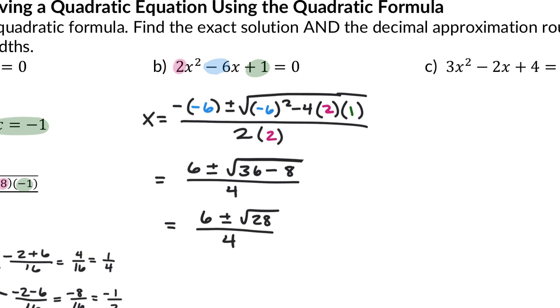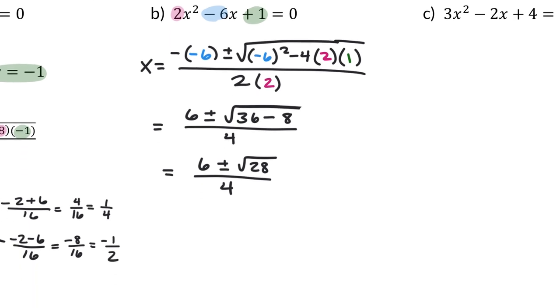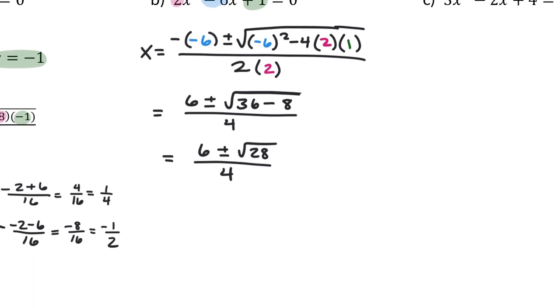Can I take the square root of 28 and it be perfect? No, it's not a perfect square. So that means I'm going to have to break the number 28 down into its prime factorization. A lot of us like to do this in that tree format. How do you break down 28?